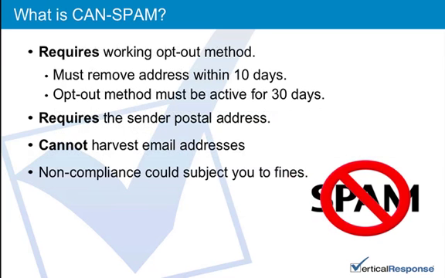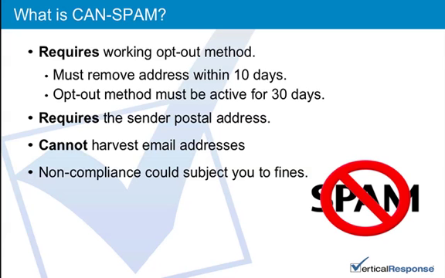Also, you have to have a working opt-out method. Again, VerticalResponse takes care of this for you, but just so you know what the law entails, you have to remove the address within 10 days. VerticalResponse does it within about an hour of somebody clicking on the link. And the opt-out method must be active for 30 days. You must have a valid postal address for the sender of the email, and that's for a couple reasons. One, it shows that you're an actual company and you're not something that's made up. And also, it's another way that people can unsubscribe. They can actually send a letter to your address and ask to be removed from your mailing list.